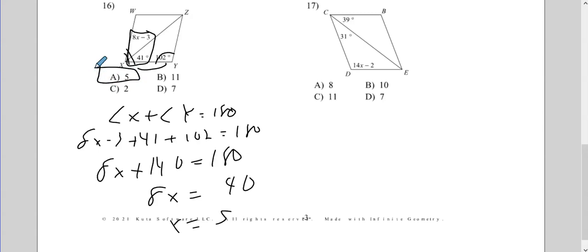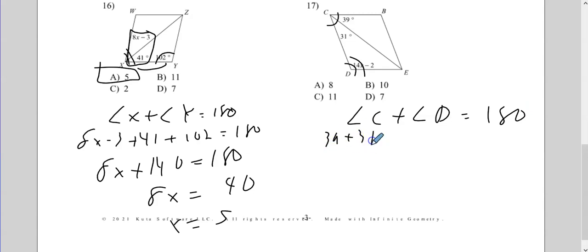Same concept here. Angle C and angle D are consecutive. Angle C plus angle D equals 180. Okay? So angle C is split up. 39 plus 31 makes up angle C. Angle D is 14x minus 2. They add up to 180.